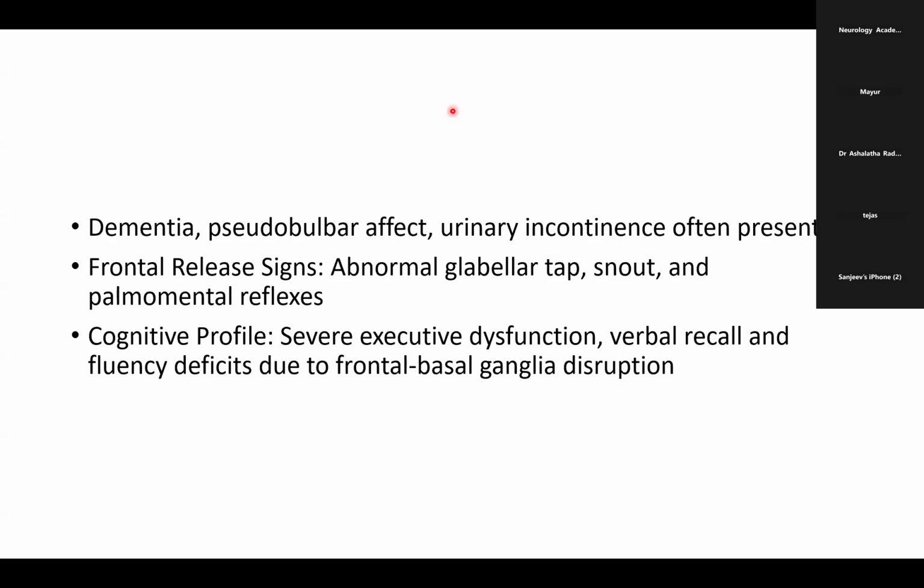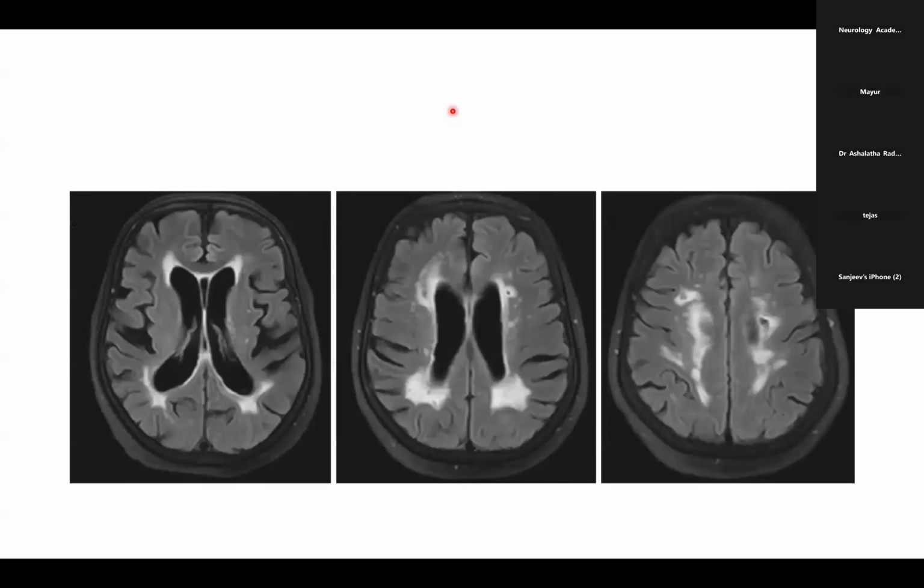Coming to the cognitive part, there is dementia, pseudobulbar affect, and urinary incontinence often present. There is also appearance of frontal release signs as seen in PSP. Abnormal glabellar tap, snout, and palmomental reflexes can be seen. The cognitive profile of the patient, when examined, shows severe executive dysfunction with impaired verbal recall and fluency deficits due to frontal and basal ganglia disruption.